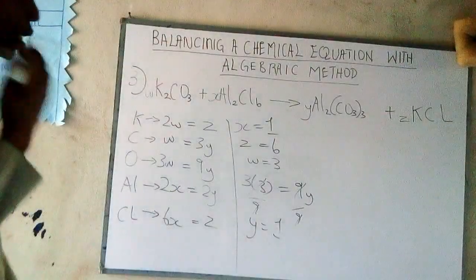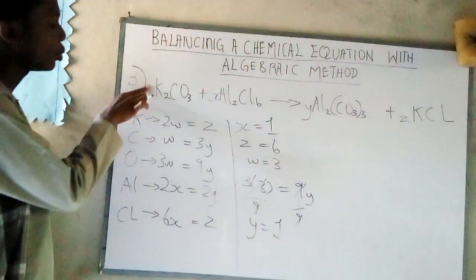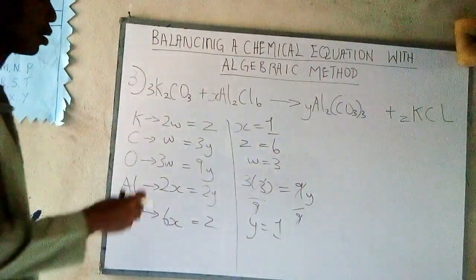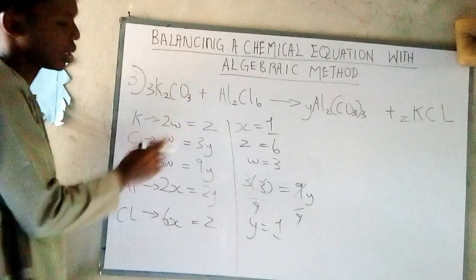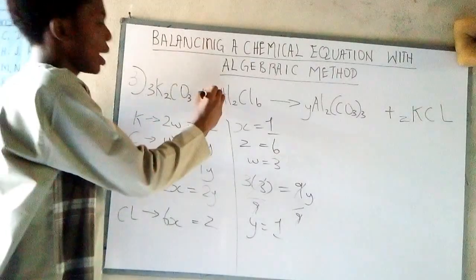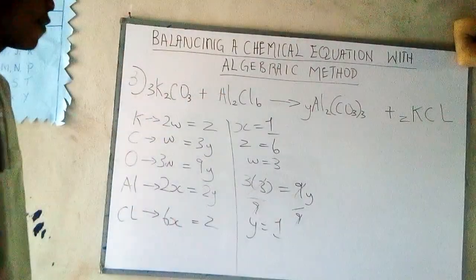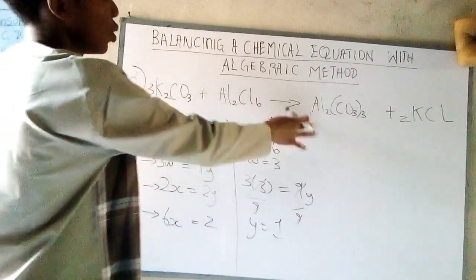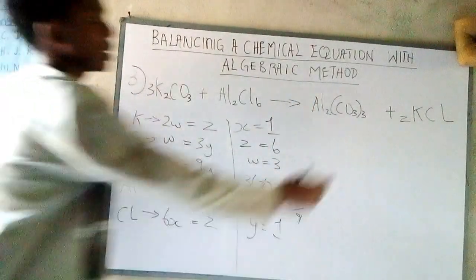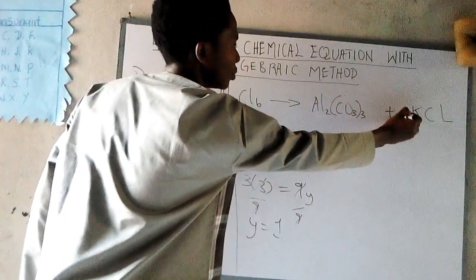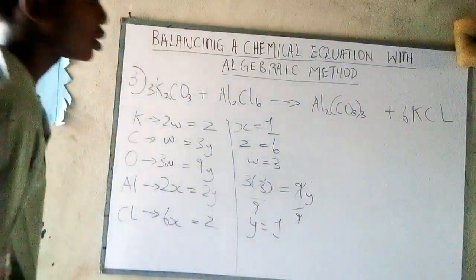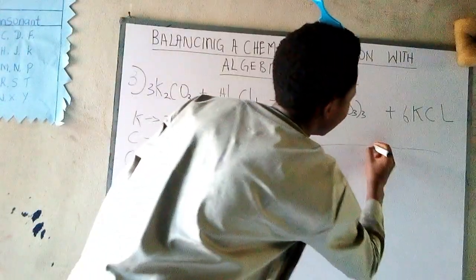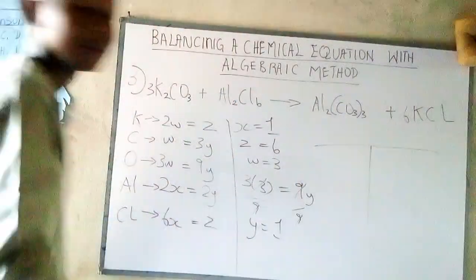Okay, from here we can input our values. W is 3. We have x to be 1, so we don't write it. We have y to be 1, we're not going to write it also. Then z is 6. So since we have gotten it, how do we know that our answer is correct? We just rule our line, demarcating the reactant from the product.